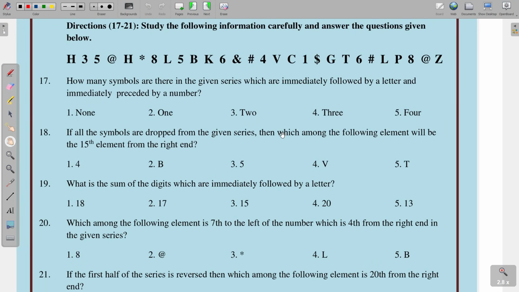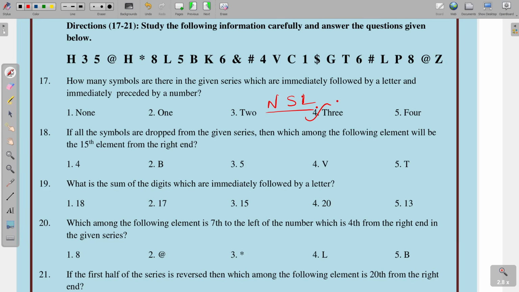Questions 17 to 21. See the first question. How many symbols are there in the series immediately followed by a letter and immediately preceded by a number? So number, symbol and letter. So see, this one is the pair, number, symbol and letter, and next number, symbol and letter, it is also one pair, and next number, symbol, letter, this is one pair. Only 3 pairs are there.